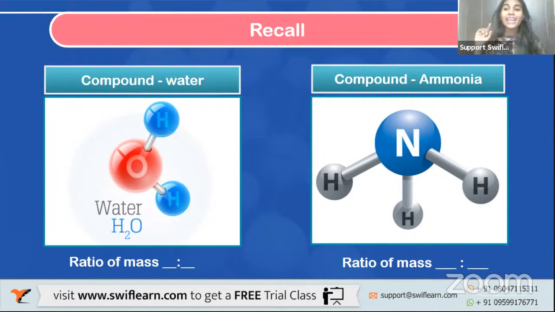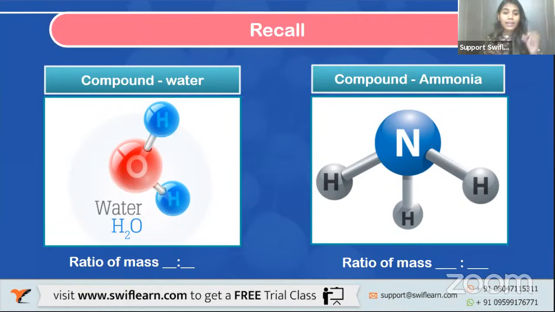Before we go ahead, let us first recall what we learned in our previous classes. In our previous live sessions, what did we learn? We learned how to find out the ratio of mass. When a compound is given to you, how will you find out the mass by ratio of that compound? A quick recollection of what we have learned. I have given you two compounds here, water and ammonia. Can you try telling me the answer, the ratio of mass of water and the ratio of mass of ammonia, in the comment section?